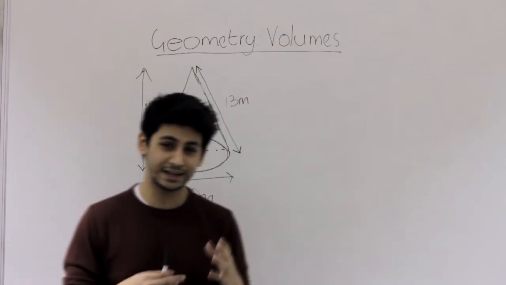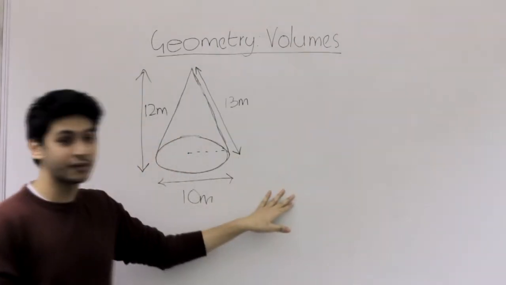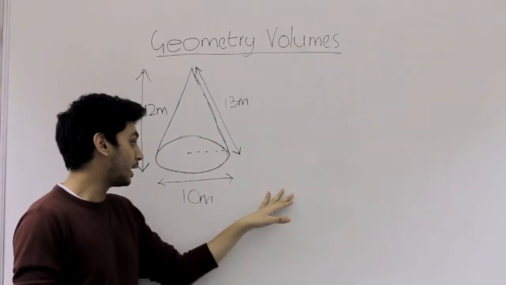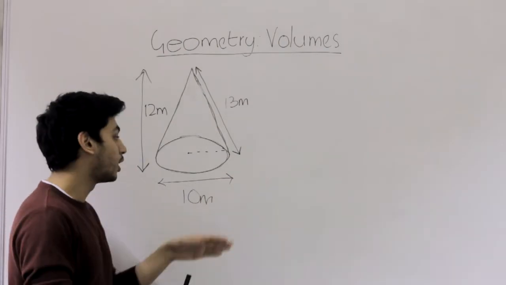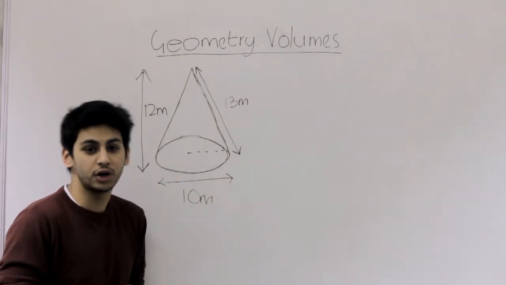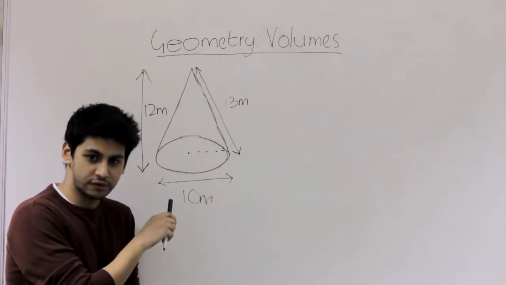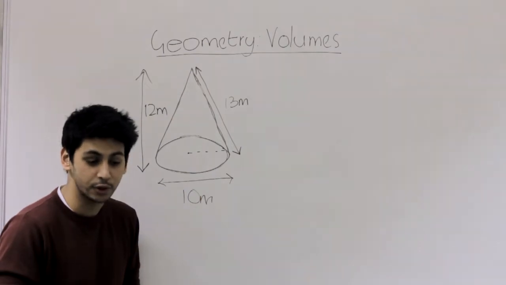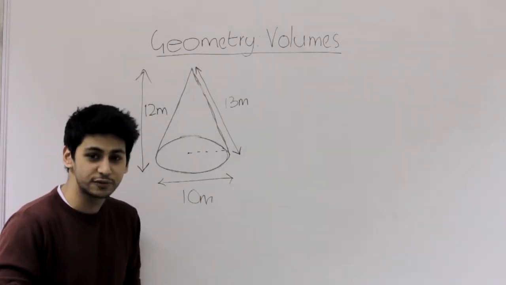Now we're going to move on and look at a different shape. On the board here we've got an example that they might ask you in the exam. This is a cone and they'll ask you to find out the volume of a cone, and sometimes they might even ask you to work out the surface area. Both of which I will go through in this video, and you should be able to do this fairly easily.